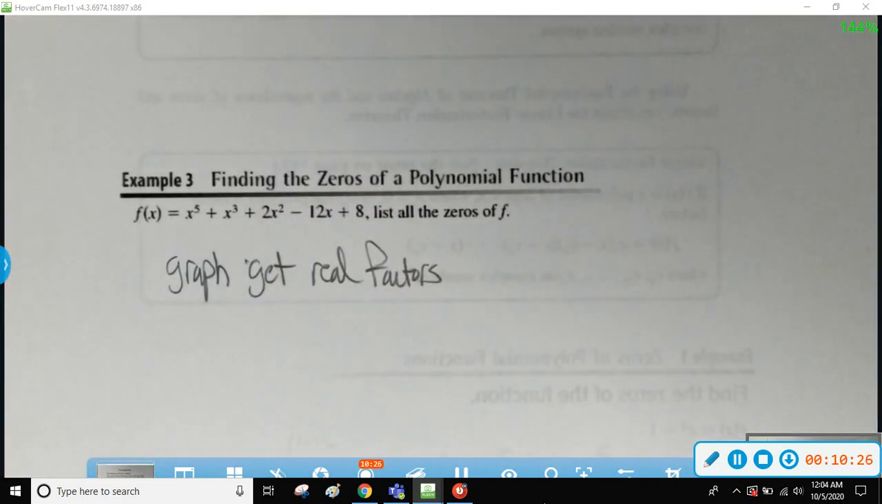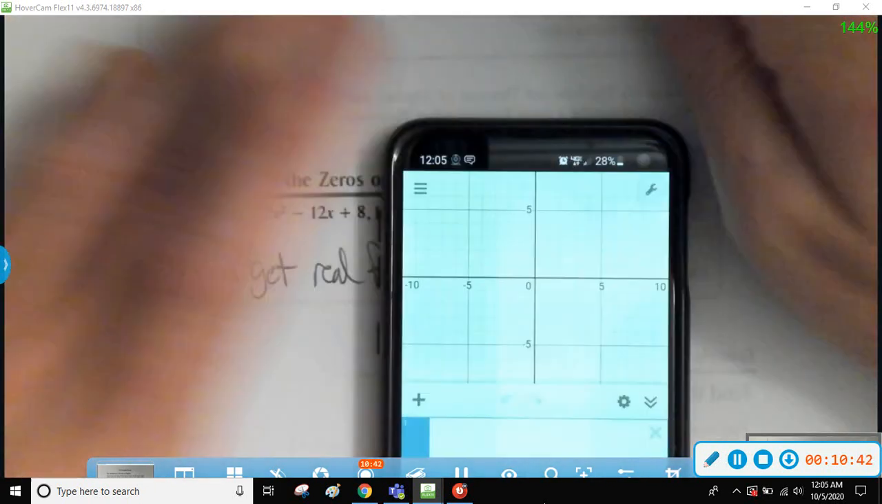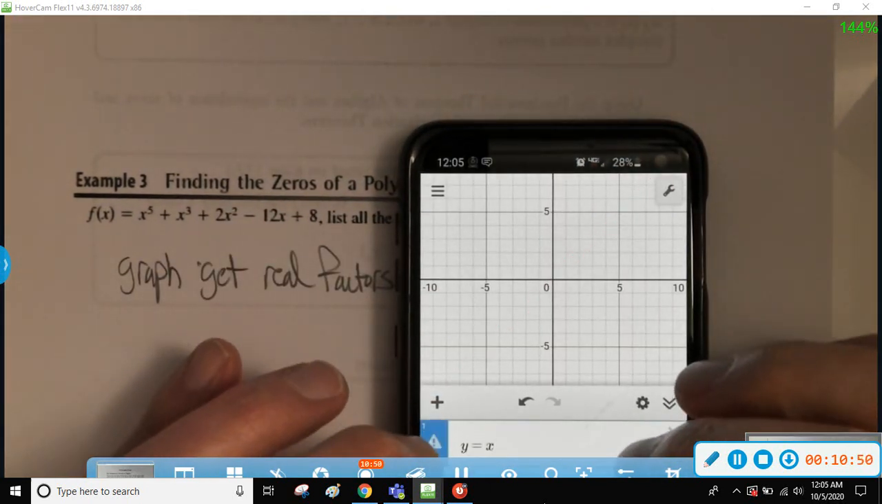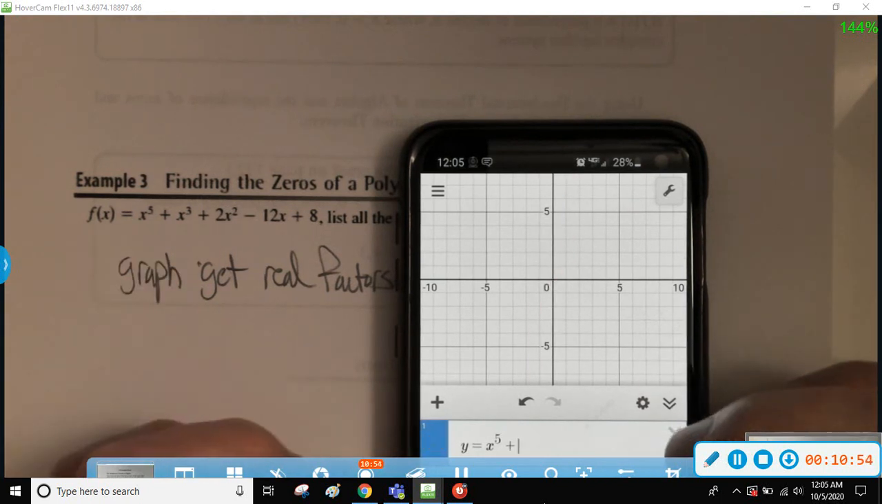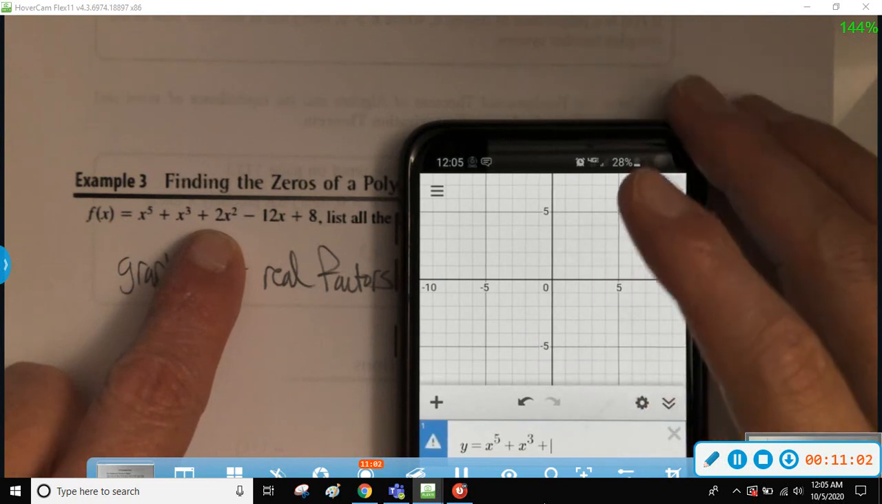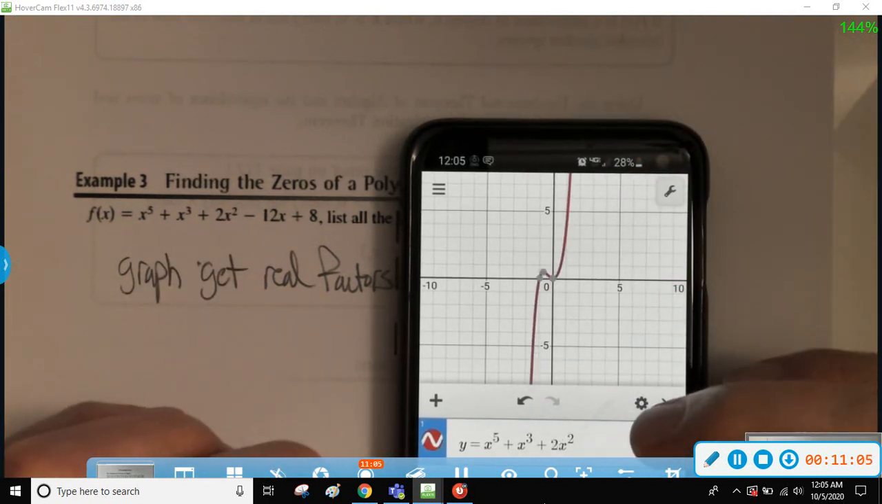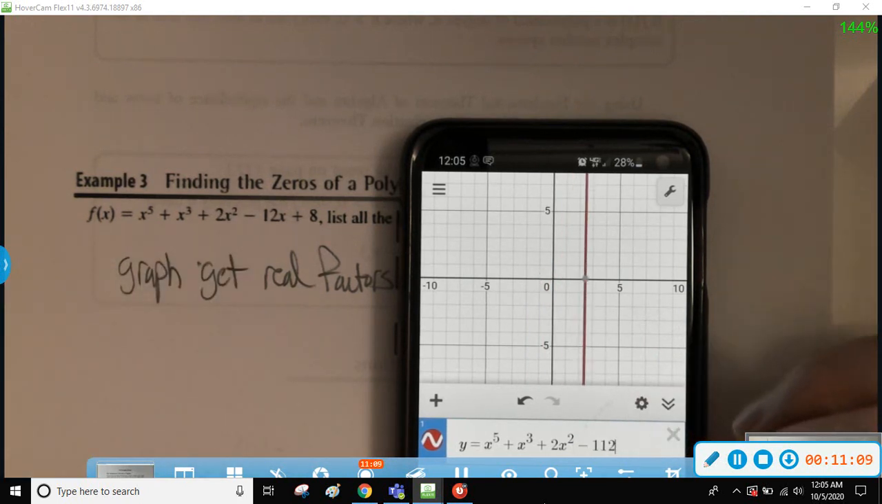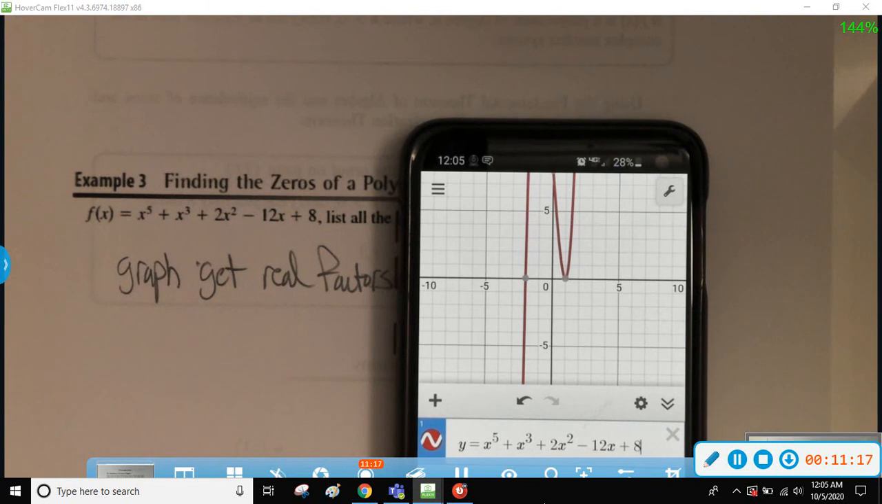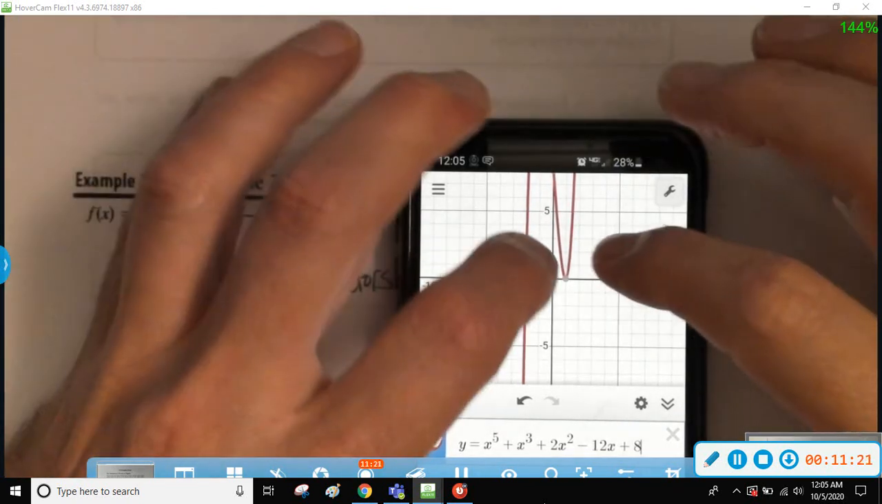Okay, got a graph to get the real factors, and here's kind of how that would look. If we go now to our Desmos calculator here, I can go ahead and put this in. So let's just type it in. It's going to be y equals x raised to the 5th plus x raised to the 3rd plus 2x squared and minus 12x plus 8.